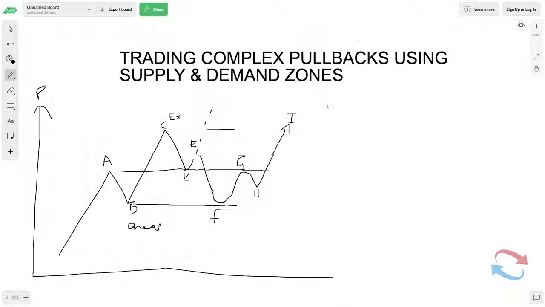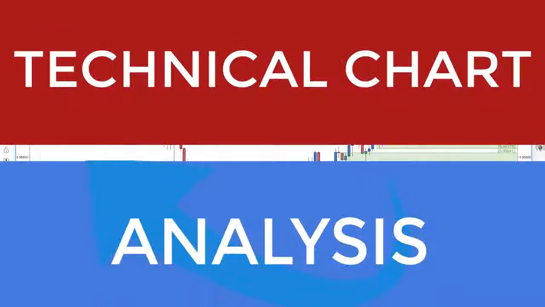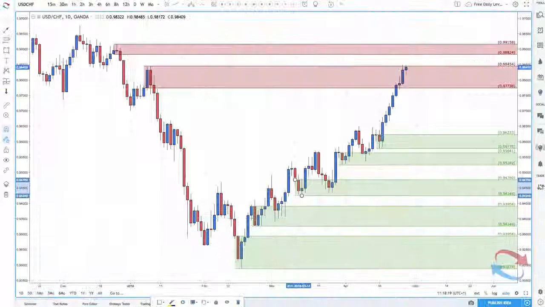So let's get into an example of this on a price chart. Here we're on the daily chart of the dollar Swiss franc.